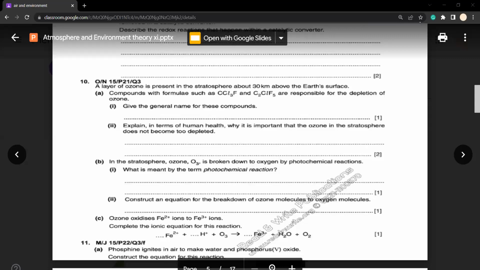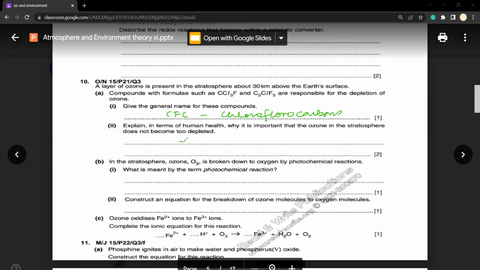Let's try out one past paper question based on the ozone layer depletion. Now, the question is from October, November 15. The question says a layer of ozone is present in the stratosphere about 30 kilometers above the Earth's surface. Compounds with the formula CCl3F and C2ClF5 are responsible for the depletion of ozone. Give a general name for these. So the general name is basically CFC, right? Or we can say that they are chlorofluorocarbons.